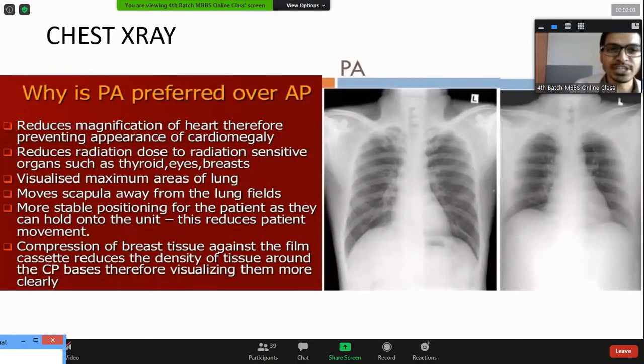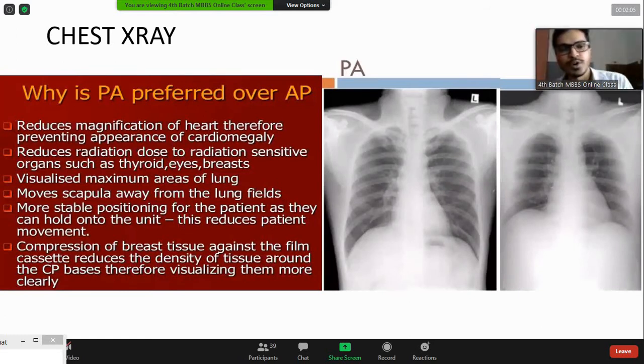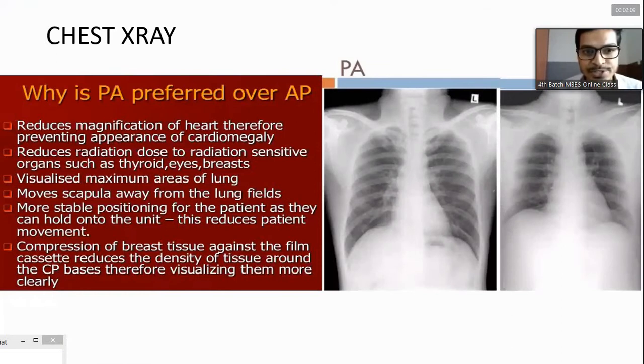Now for imaging of the heart, we select the PA view of the chest. We select the PA view because this reduces the magnification of the heart, which occurs in the AP view. And this also reduces radiation dose to the radiosensitive parts of the body like the thyroid and eyes.